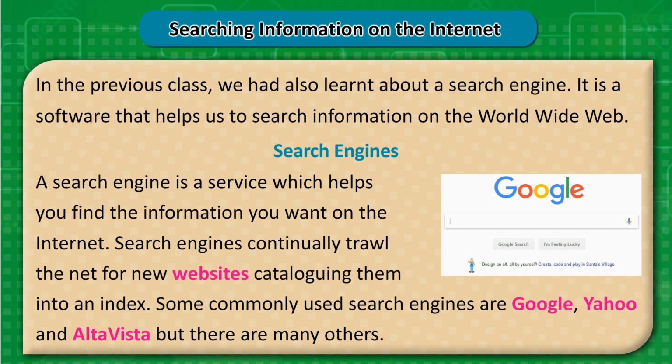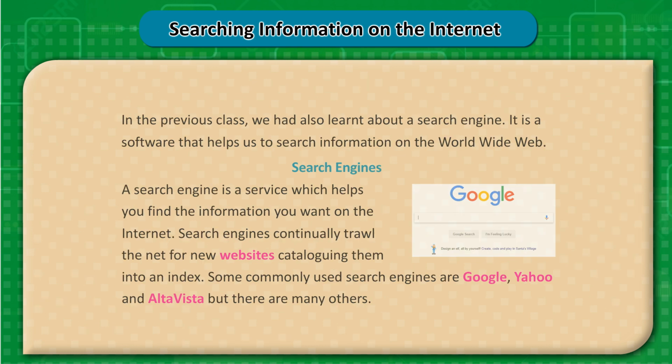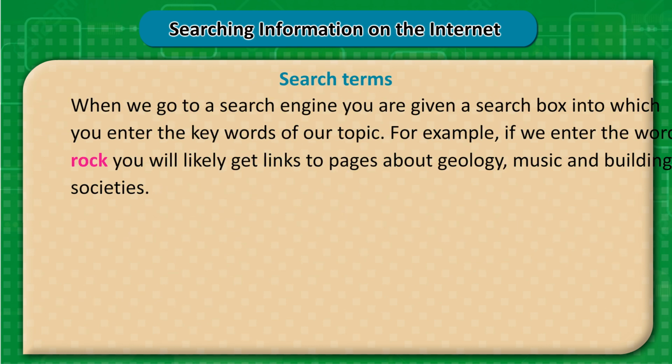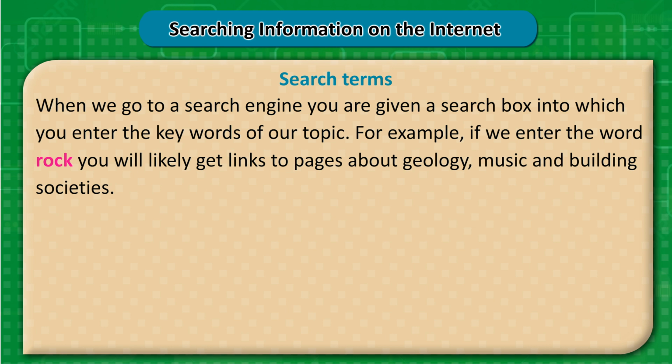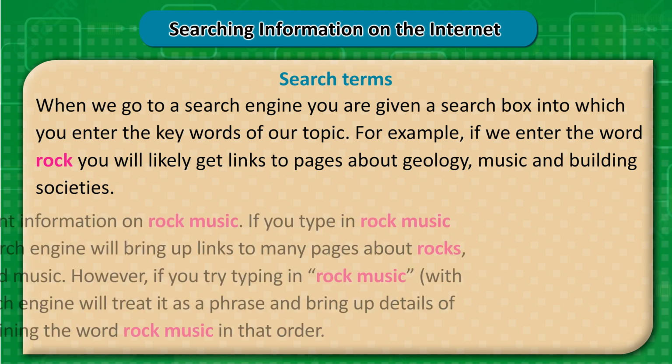Some commonly used search engines are Google, Yahoo and AltaVista, but there are many others. Search terms. When we go to a search engine, we are given a search box into which we enter the keywords of our topic. For example, if we enter the word rock, we will likely get links to pages about geology, music and building societies.